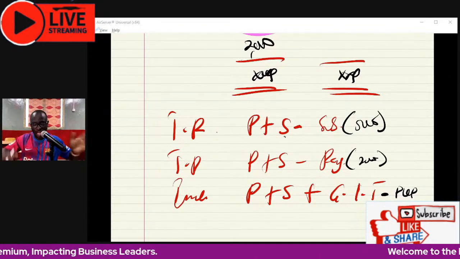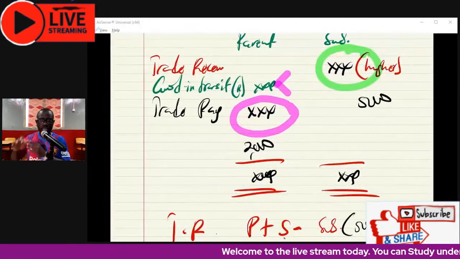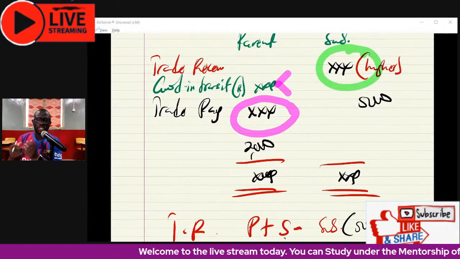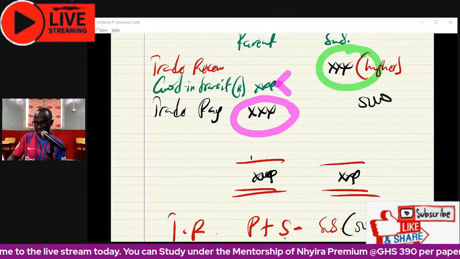That is the idea about the first reason why this discrepancy could be there. Another reason why this discrepancy could also be there is cash in transit.